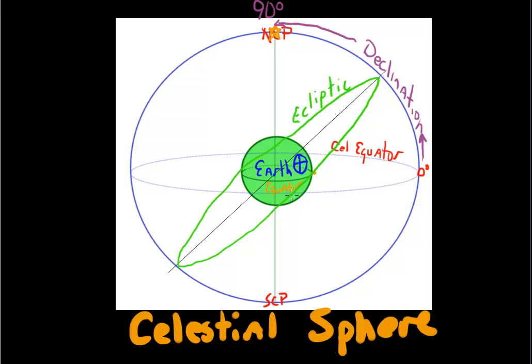It actually hits right here, which would be our vernal equinox, and it goes up to the summer solstice, 3 months later down to the autumnal equinox, 3 months later down to the winter solstice. This point right there would be your vernal equinox. At the vernal equinox, the entire planet experiences 12 hours of day and 12 hours of night.